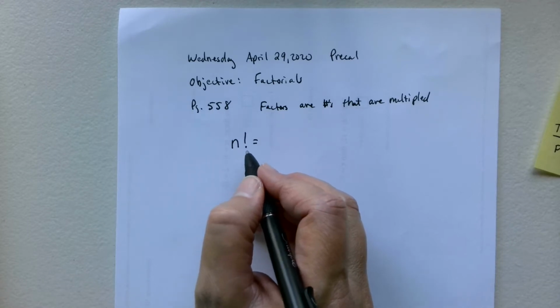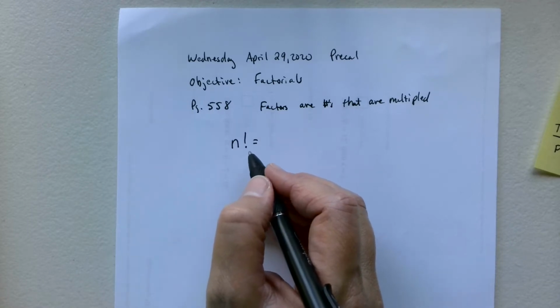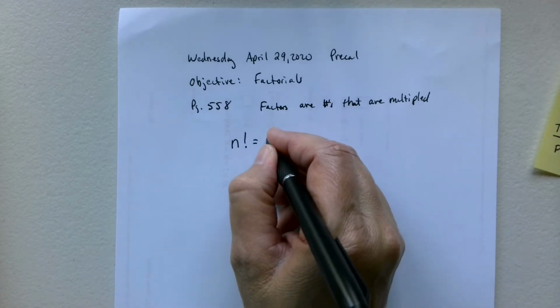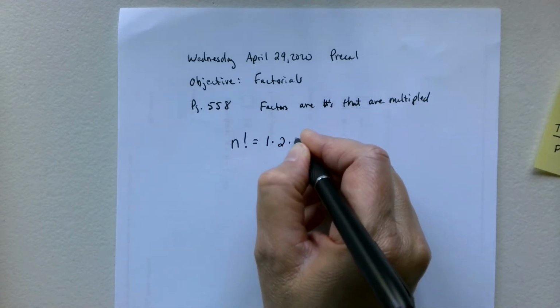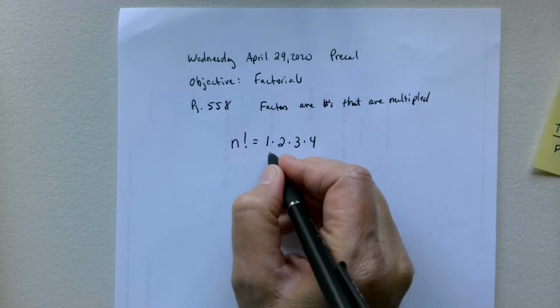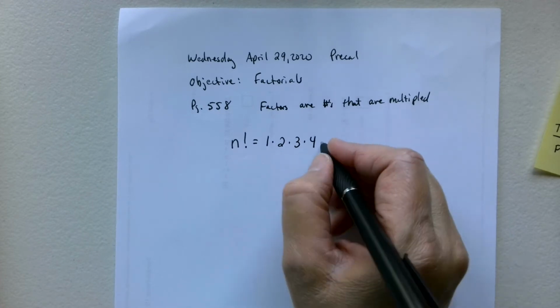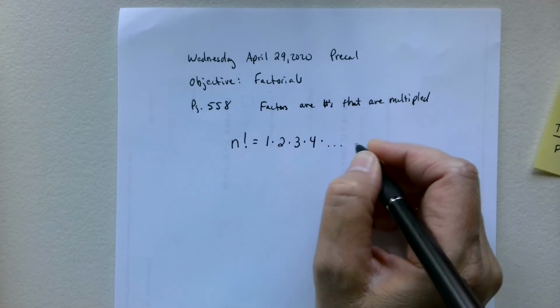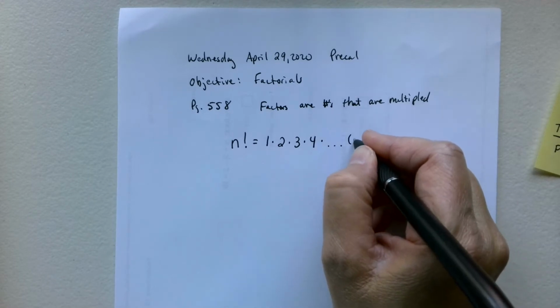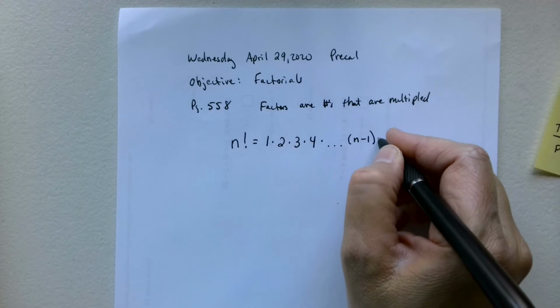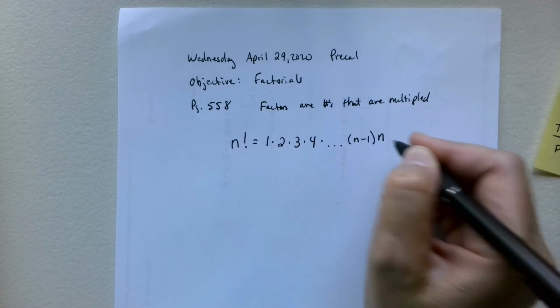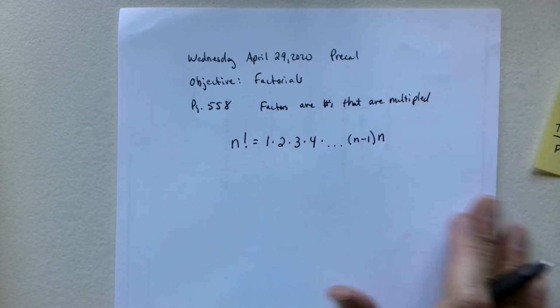Now, the way they write the definition on page 558, you'll notice it has the numbers 1, 2, 3, 4. So 1 times 2, 2 times 3, 3 times 4. And then it has dot, dot, dot until you get to the number n minus 1 times n. So that's kind of a confusing notation.